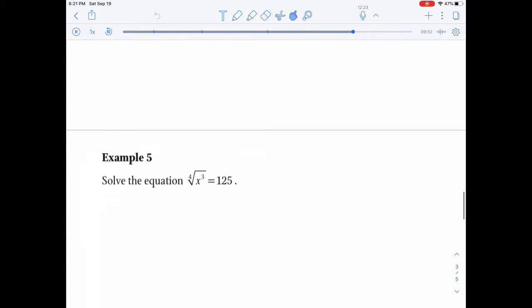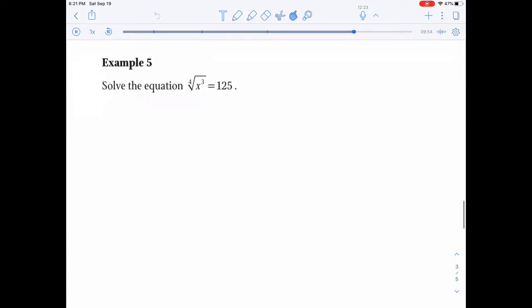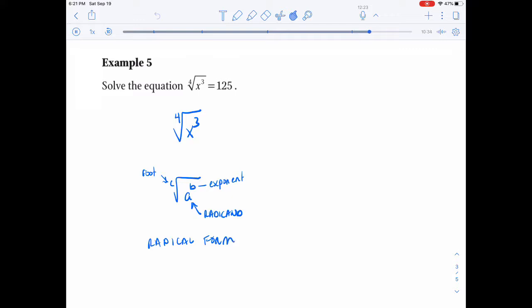Solve the equation. The fourth root of x to the third is equal to 125. So let's begin with this fourth root of x to the third. First of all, this is in radical form. Let's put it in exponent form. To put something in exponent form, a is our radicand, which becomes our base in exponent form. b is our exponent, and c is our root. So this is in radical form, and let's put it into exponent form.